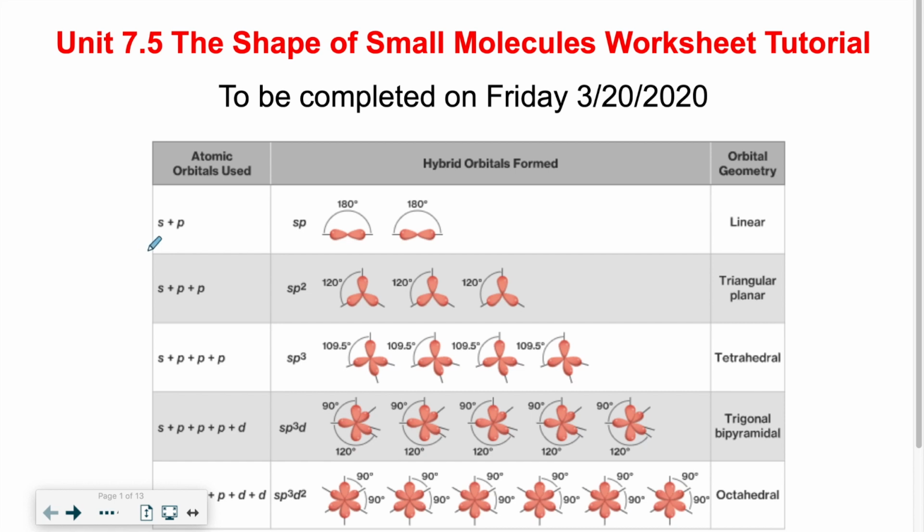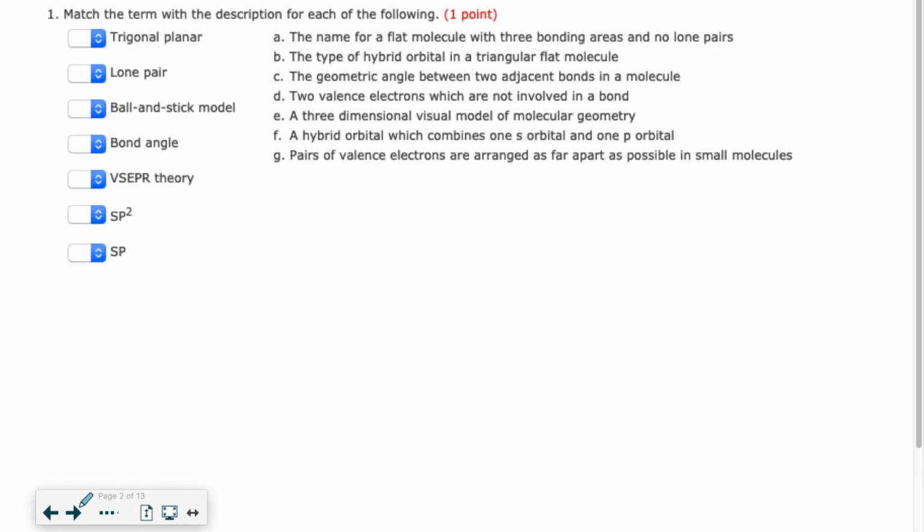This video is a tutorial for the Unit 7.5 Quia assignment, The Shape of Small Molecules worksheet. If you're watching this video, you should have already seen the notes video that was assigned from the previous day since it covers hybridization. So if you have not already watched that video and taken notes, I suggest that you save this for later and then go back to that.